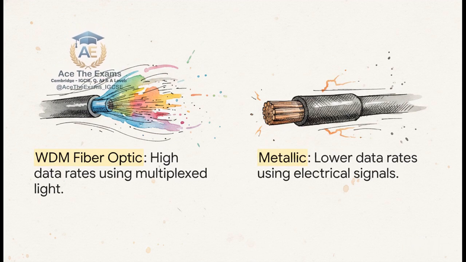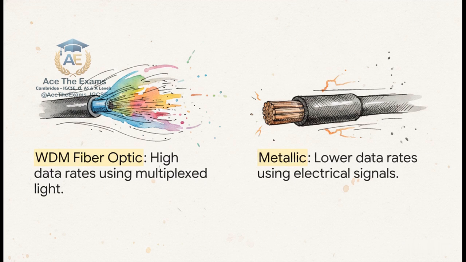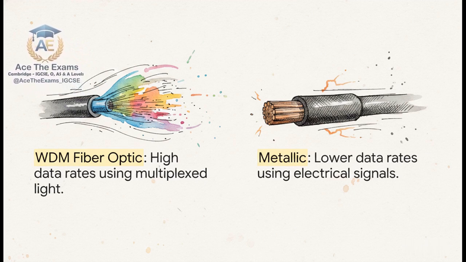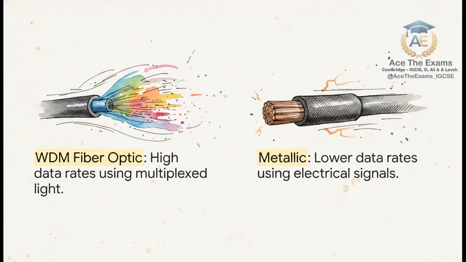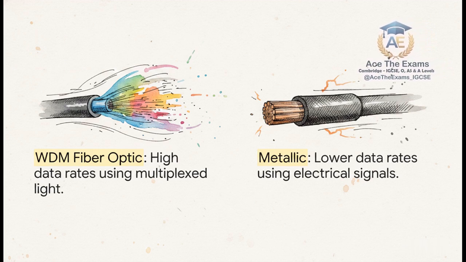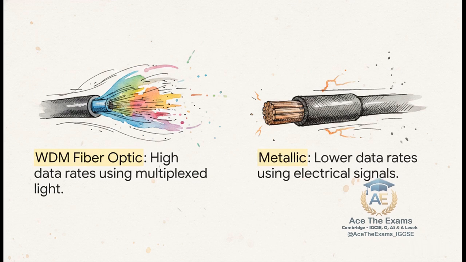The absolute crucial takeaway here is the massive advantage in data capacity. WDM is custom built to exploit the insanely high data rates of fiber optic cables. If you compare the data rate of WDM fiber optics to the metallic cables, the twisted pair or coaxial ones we just looked at, fiber optics win hands down every single time. Metallic cables are fundamentally bottlenecked by electrical signals running over copper and aluminum. WDM, on the other hand, leverages multiplexed light, which is a total game changer.